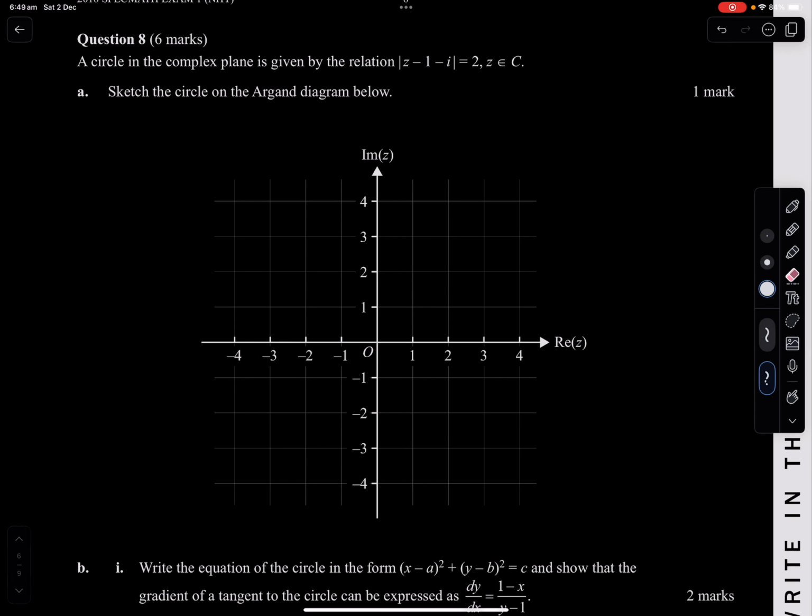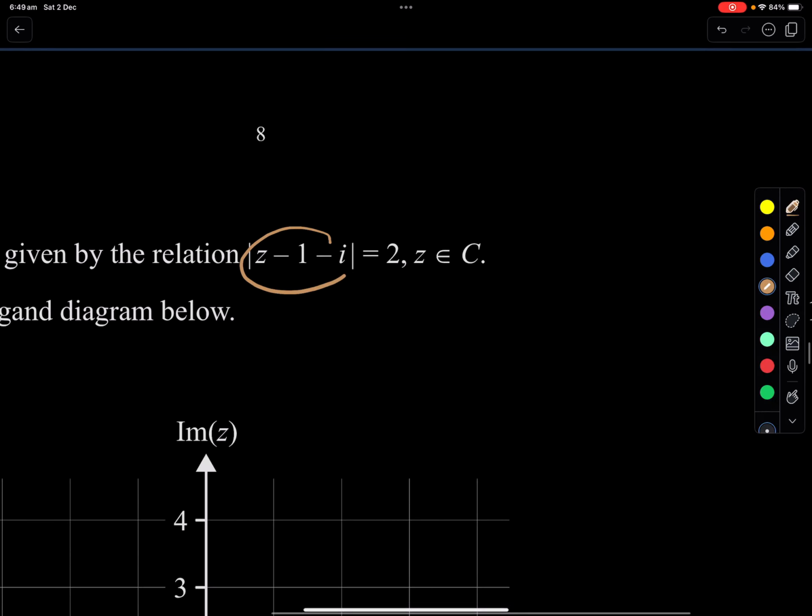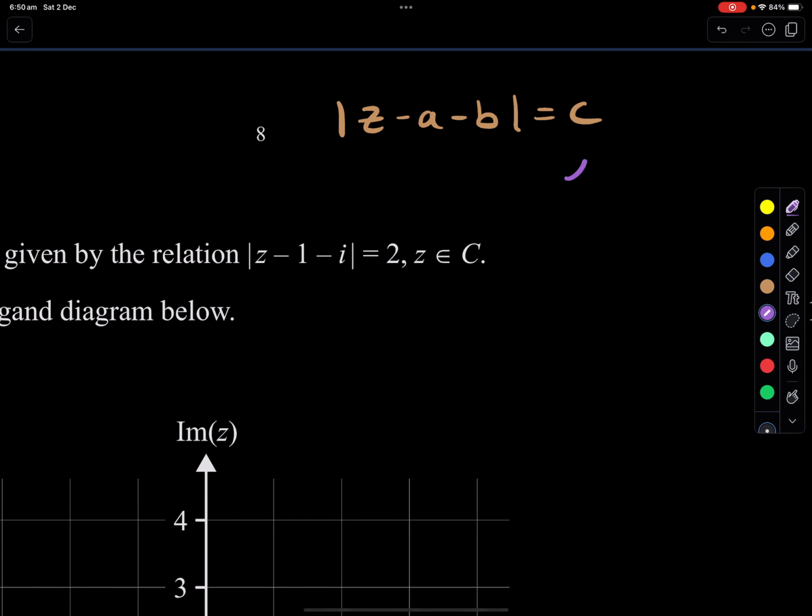Question 8. A circle in a complex plane is given by this relation, where Z is an element of all complex numbers. Sketch the circle on the Argand diagram. What I love about this notation is, I'll tell you what it means. Say we had the modulus of Z minus A minus Bi equals some value C. This is what you need to know when expressions are written in complex form like this. This value over here is the radius of the circle.